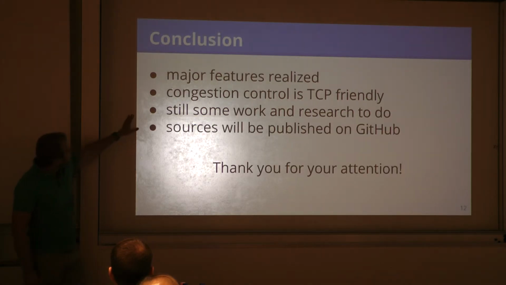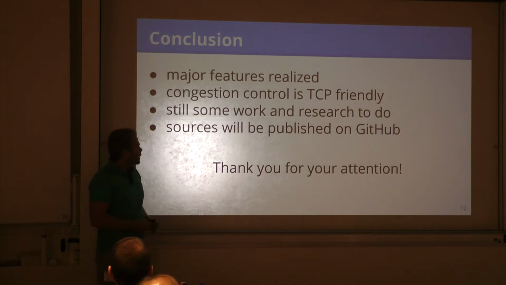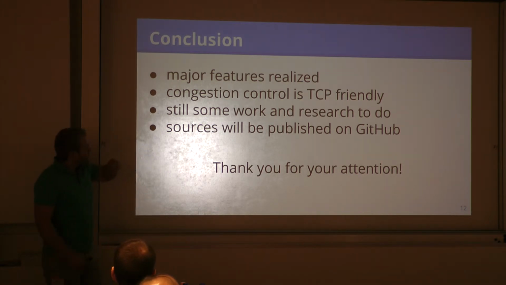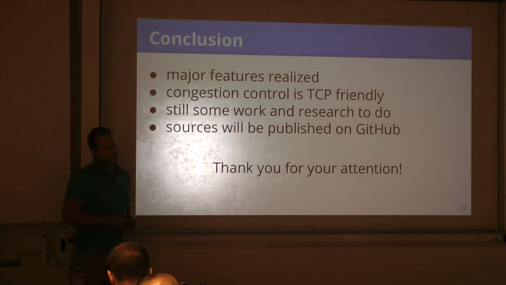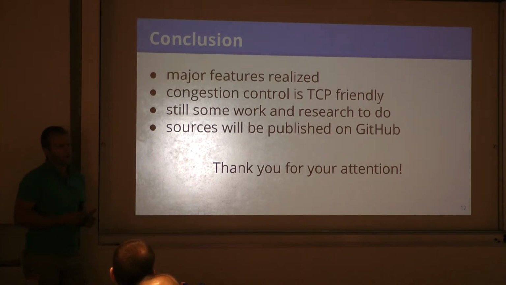Conclusion. We have realized major features of the RTMFP RFC. The congestion control is nearly TCP friendly. We still have some work and research to do, and we will publish the sources on GitHub as soon as we have fixed some bugs we currently have with the current OMNeT INET versions. And we are doing some work on the models, which would take some time.